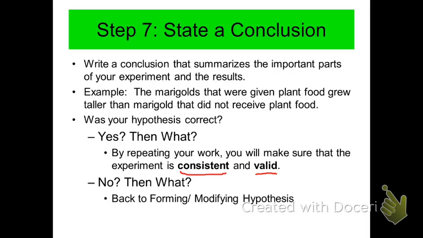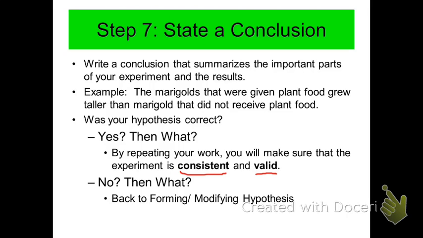Now let's say that the answer is no, my hypothesis was wrong. Maybe all the plants didn't grow as tall as the control. Then I have to go back to step 3. I need to make a new hypothesis, and I have to redesign an experiment to test my new answer to the question.